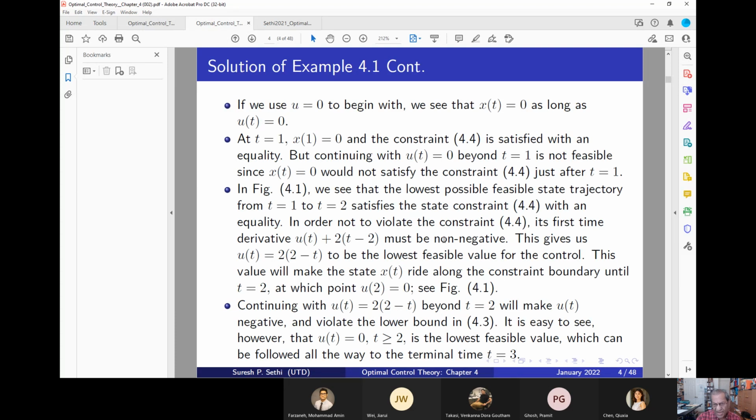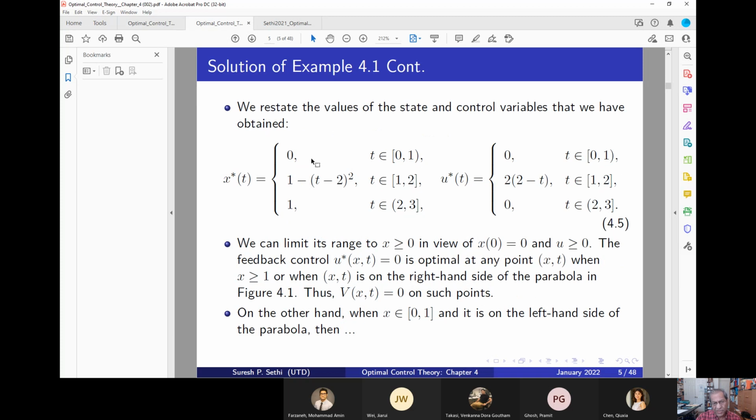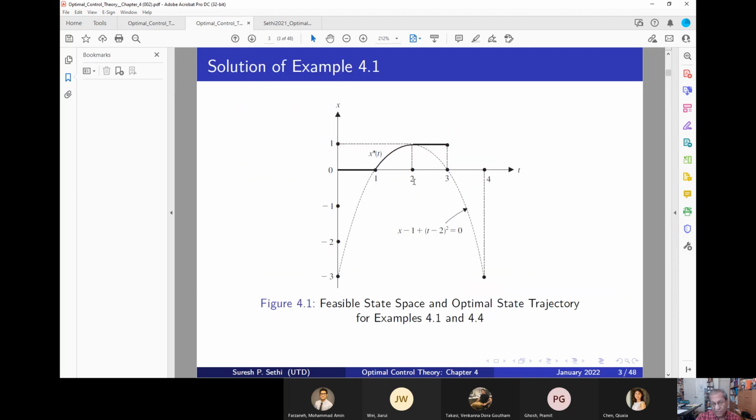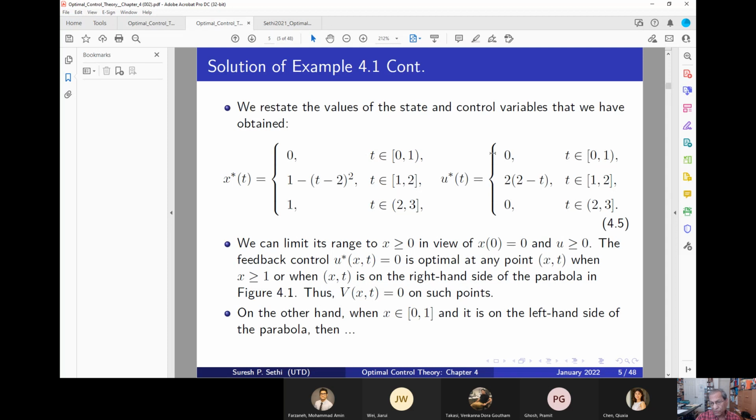So I have the following solution. x star(t) is 0, then x star(t) is the parabola, then x star(t) is 2, 3 is basically 1, because the control here, x remains 1 and control is 0. And here the control is 0 up to 0, 1 and x(t) is 0, it remains 0. Here control is 2 minus t, which allows me to have x star(t) along the curve. And I keep it 0, which allows me to keep the 1 at constant.